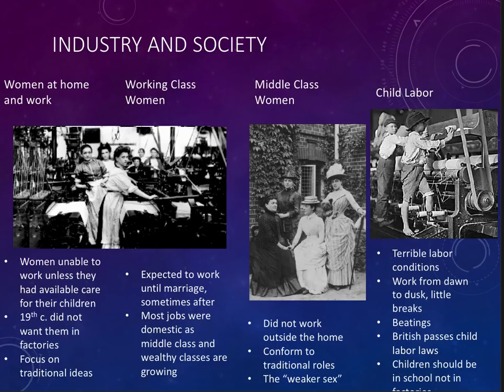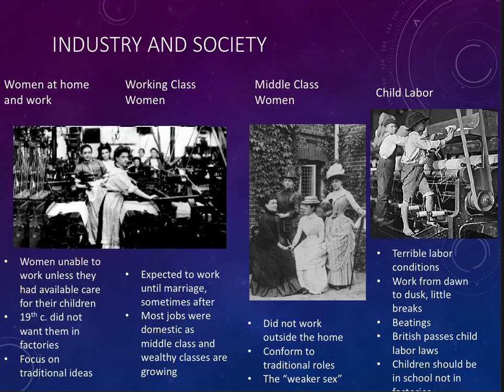Child labor also existed in the Industrial Revolution. Terrible labor conditions. They worked just as long and as hard as an adult, 12, 14 hours a day, working from dusk till dawn. Sometimes they didn't have any breaks. Sometimes they'd pass out at their machines. They would suffer beatings if they weren't working fast enough.